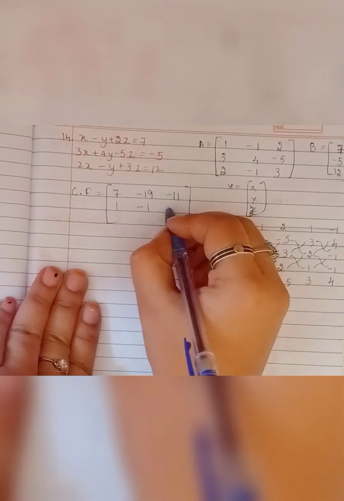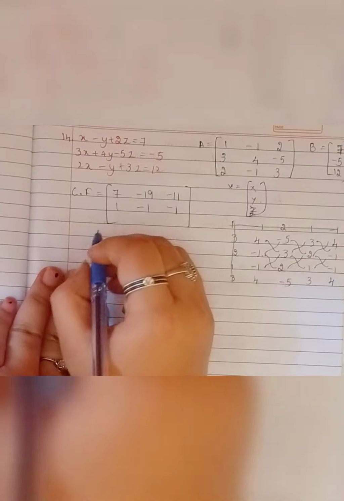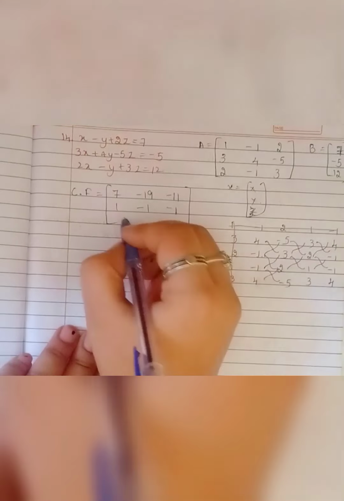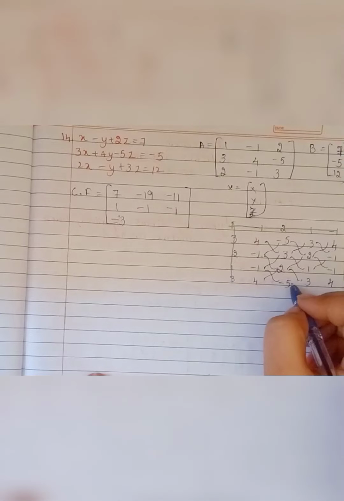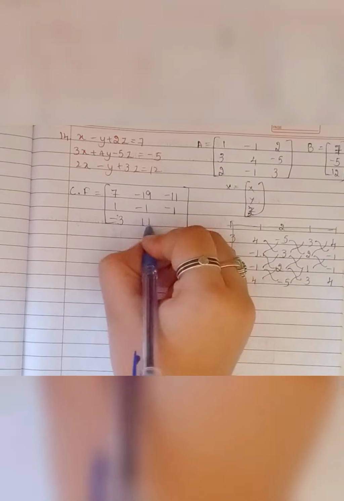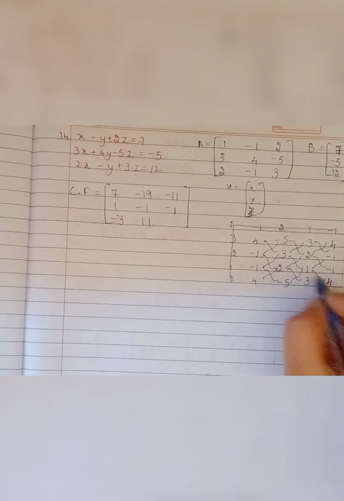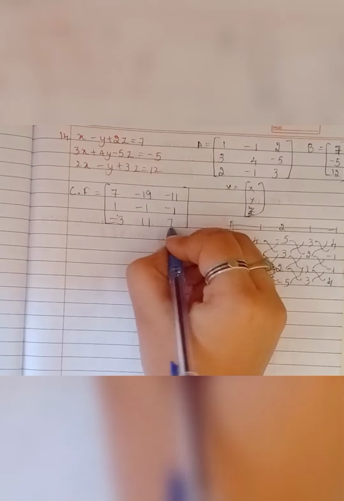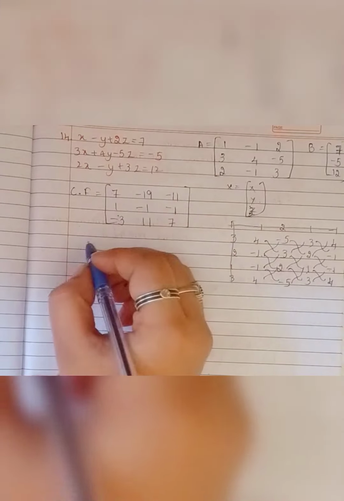Minus 2 plus 1 is minus 1. 5 minus 8 is minus 3. 3 twos are 6 plus 5, 6 plus 5 is 11. 1 four is 4, minus 3 plus 3, 4 plus 3 is 7. Okay, this is the cofactor.